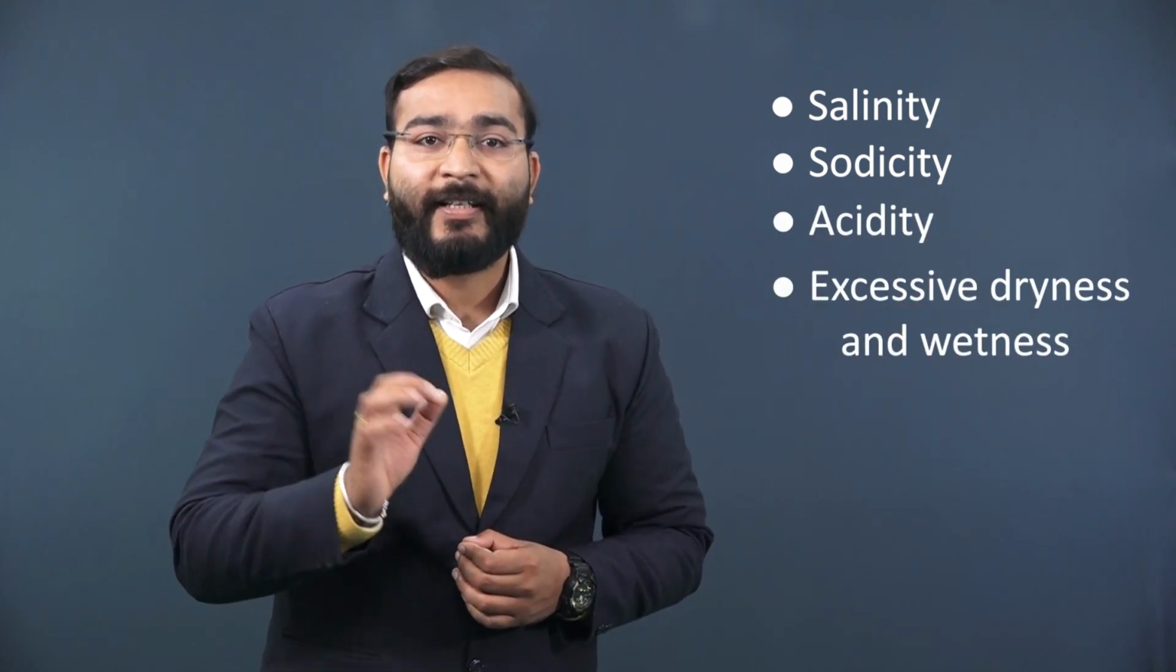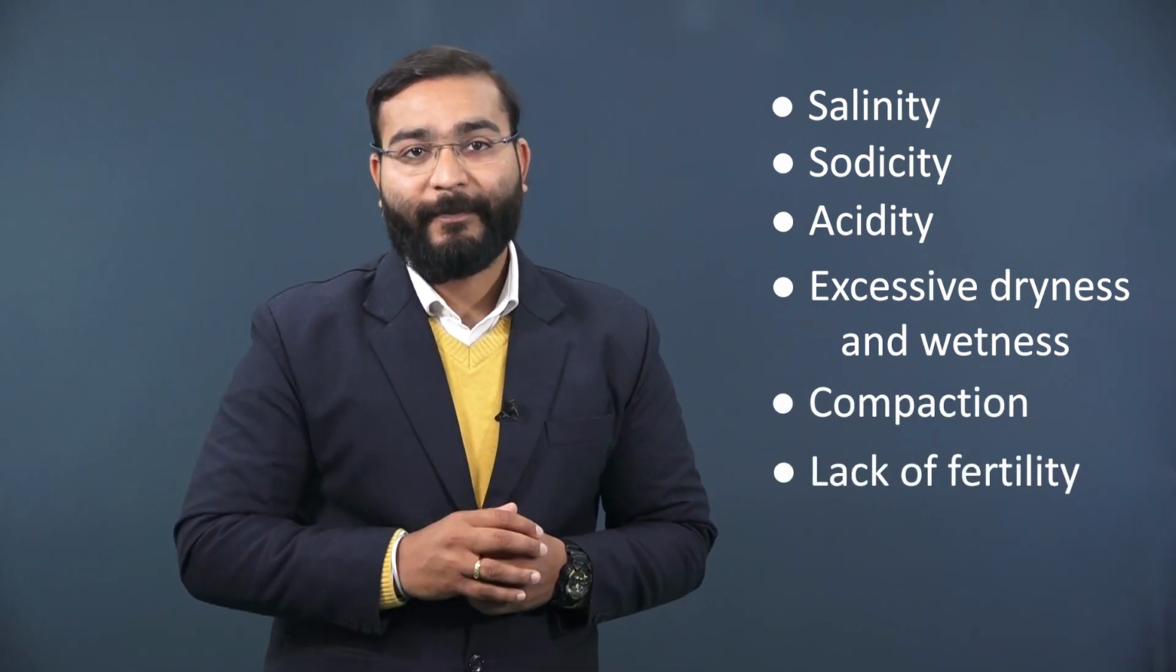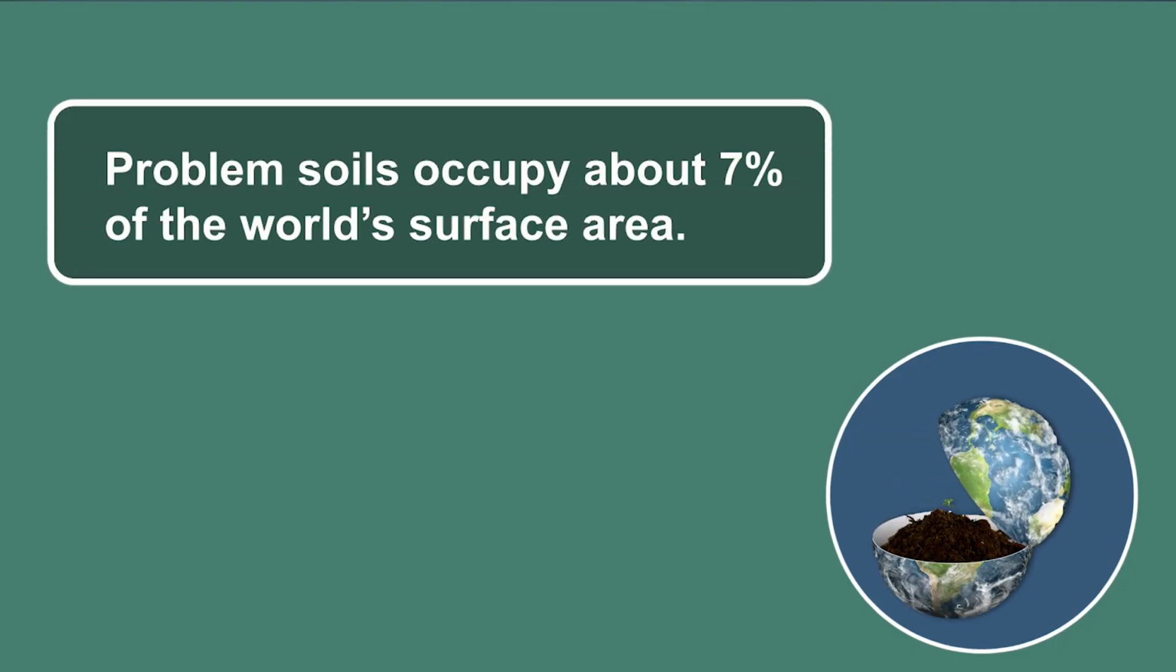Viewers, there are various reasons for occurrence of problem in the soil, which include salinity, sodicity, acidity, excessive dryness and wetness, compaction and lack of fertility. Student, it is interesting to know that problem soil occupies about 7% of the world's surface area. Viewers, the affected soils are broadly categorized into three main groups.